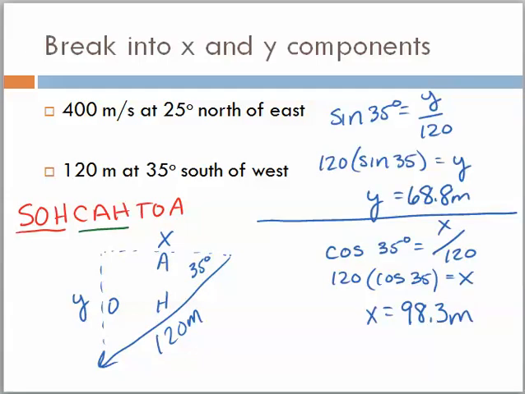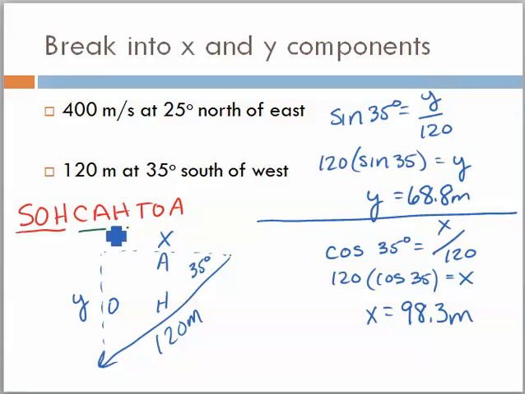Okay, in this problem here, I've given us the sine of 35 degrees is equal to y over 125, because the y, in this case, is the opposite. I know the hypotenuse, so I want to use the sine function, the "so" part of it, and we solved for it, and it gives us 68.8 meters.